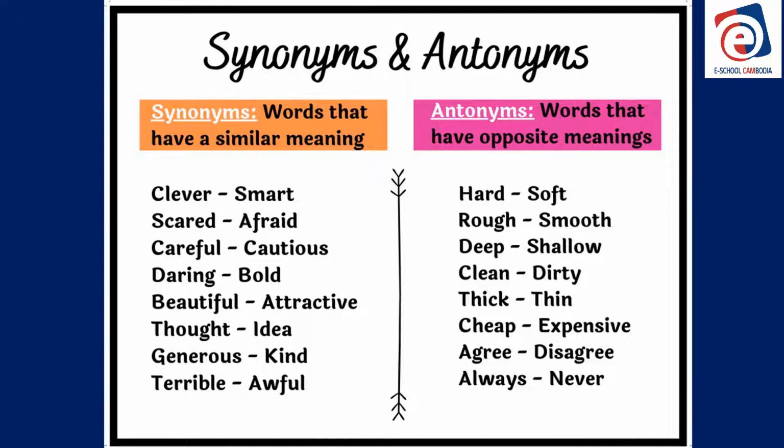Very important. Antonyms are words that have opposite meanings. Hard, soft. Rough, smooth. Deep, shallow. Clean, dirty. Thick, thin. Cheap, expensive. Agree, disagree. Always, never. All right? And so I would recommend that you practice saying these words. Maybe listen to me say it one more time. Practice saying these synonyms and antonyms, but you don't have to send it to me as homework.